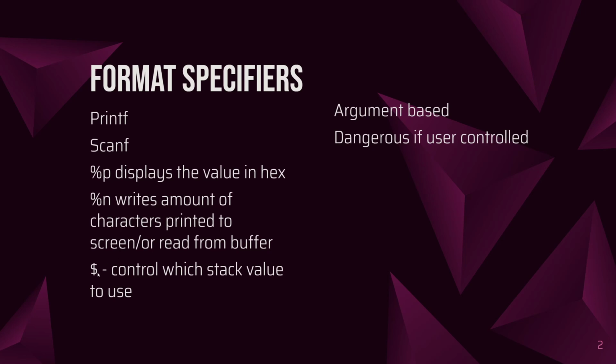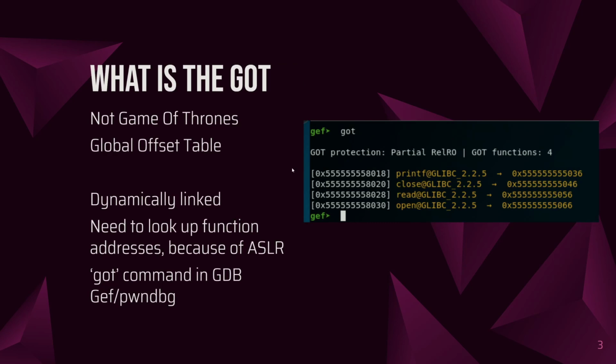And $ is also a not really well-known feature of format specifiers. You could do %5$s, and this will actually print the fifth item in your arguments. These are argument based, so it differs a little between 64-bit and 32-bit. On 64-bit it goes through registers and then the stack, while on 32-bit it goes straight from the stack. The problem really occurs when it's user-controlled data that you're allowing to print, and that's what we're going to talk about today.